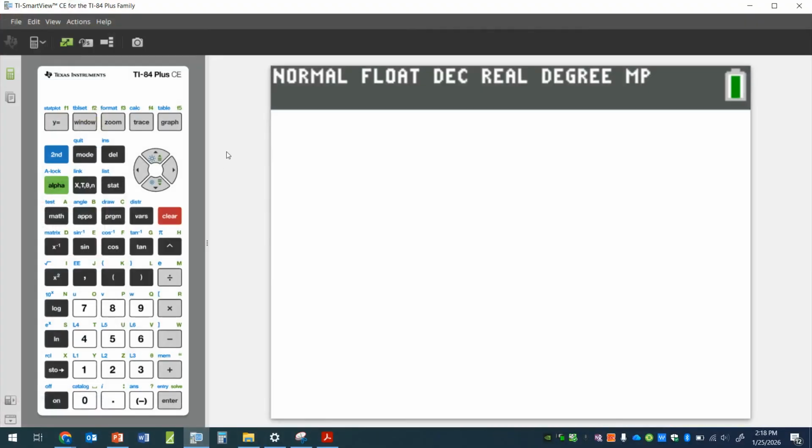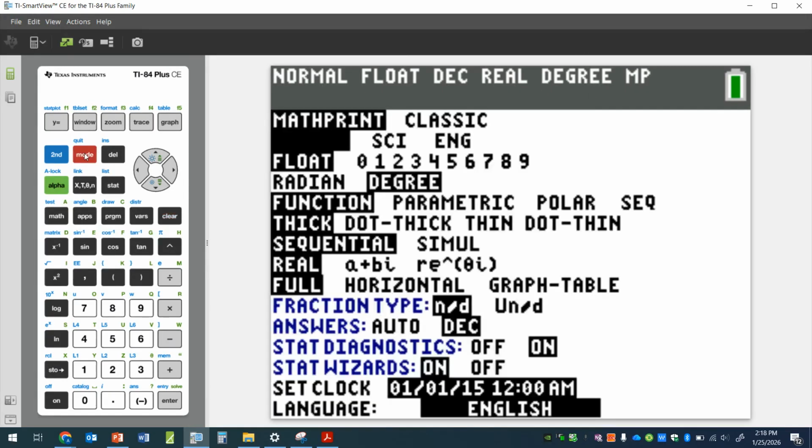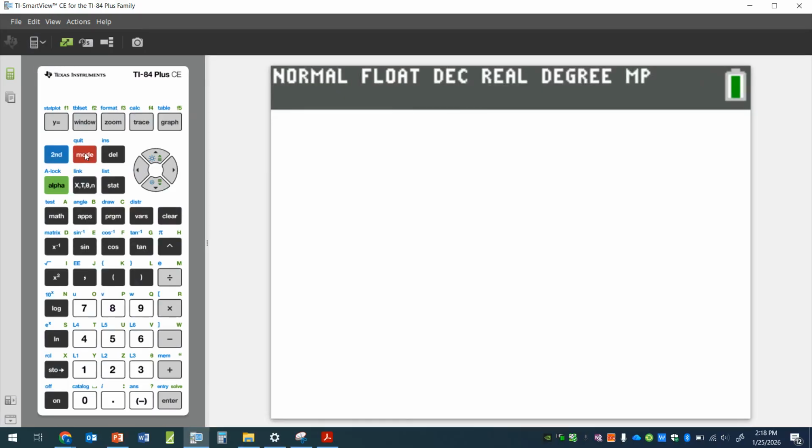Now, before we type anything, though, it's always worth checking to make sure that we're in degree mode. So if you have a newer TI-84 calculator, you can see the word degrees up here. Or if you press the mode button, you should be able to see that degree is selected. If it's not, if radian is selected, go ahead and choose degree. Okay, let's go ahead and type it in. 15 divided by sine of 33 degrees.